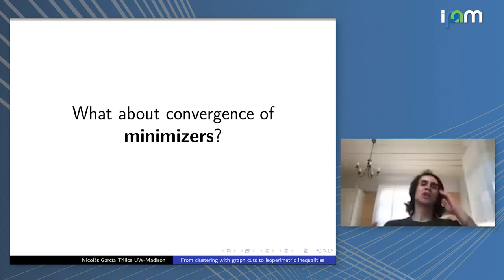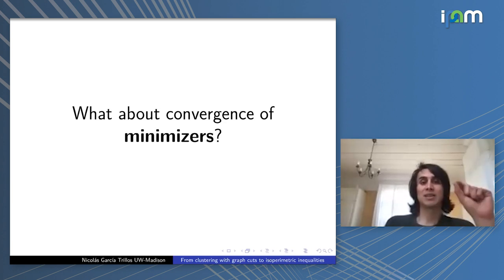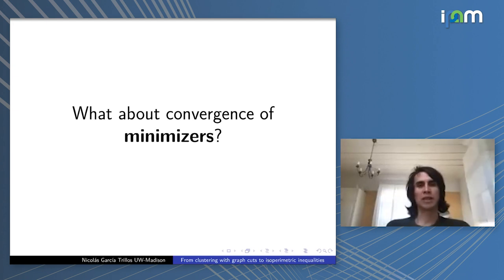Okay, so here, from the statistical point of view, I'm not going to talk about the optimization point of view, but from the statistical point of view, what I want to show you is that analyzing the minimizers, so the convergence of the minimizers, is possible thanks to very deep and very interesting mathematics. Okay, so this is really why I want to talk about this.